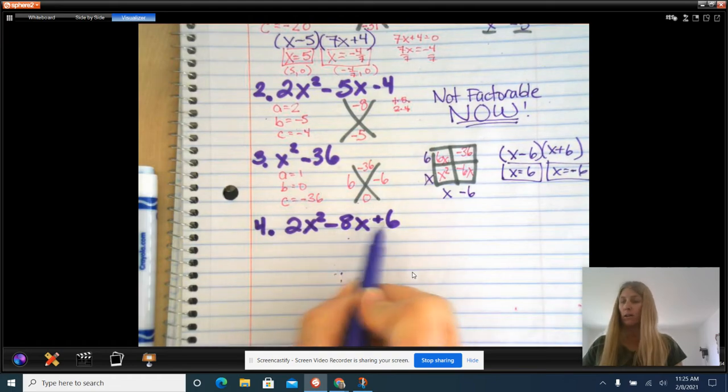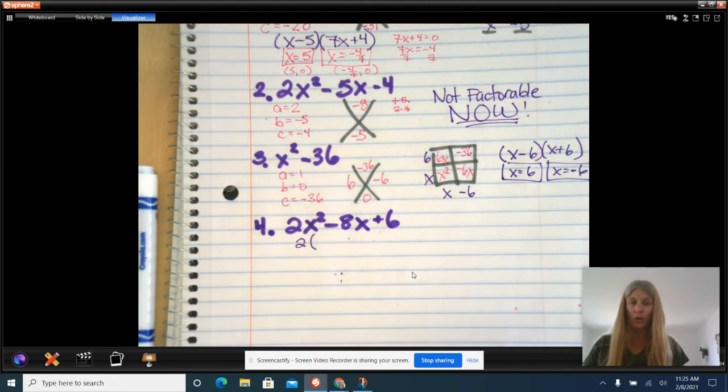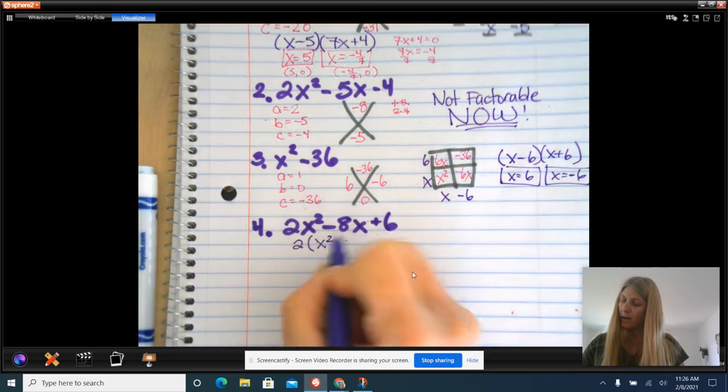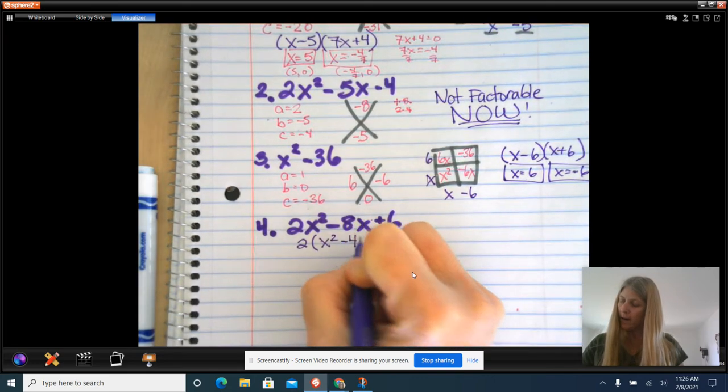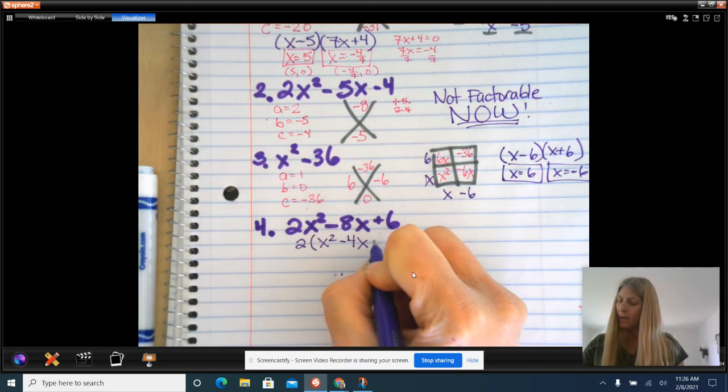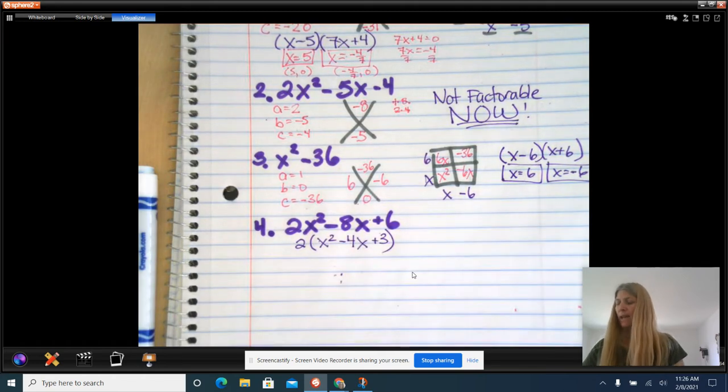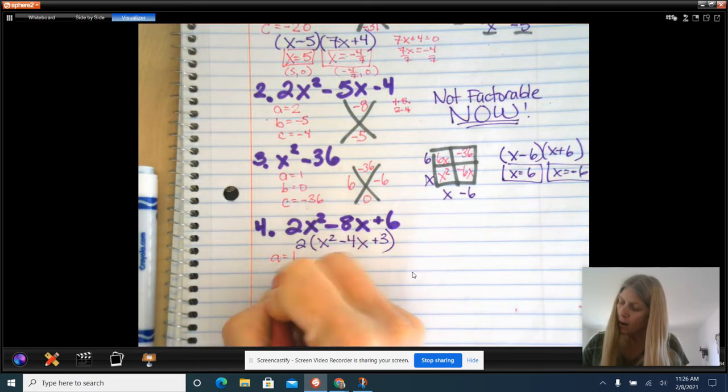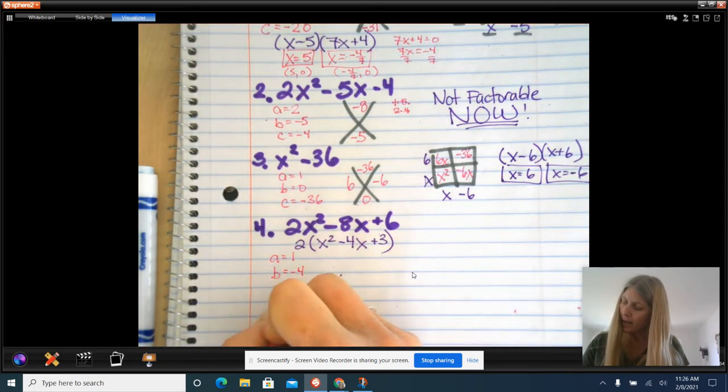We can see they're all even, so we can go ahead and take that 2 out. That leaves us x squared, negative 8 divided by 2 is negative 4x, and 6 divided by 2 is positive 3. And then we go ahead and solve with this portion of the problem. So our a is 1, our b is negative 4, and our c is 3.